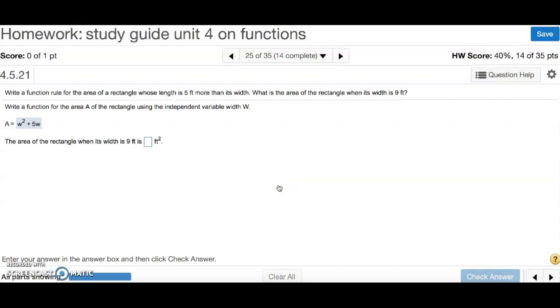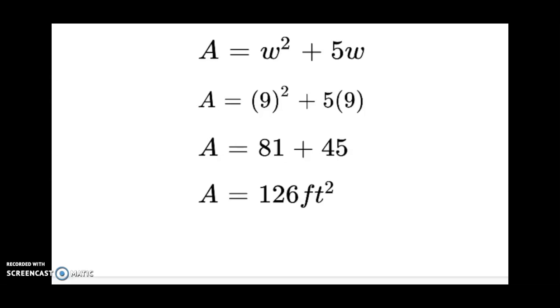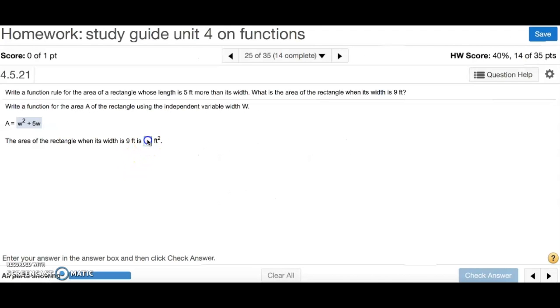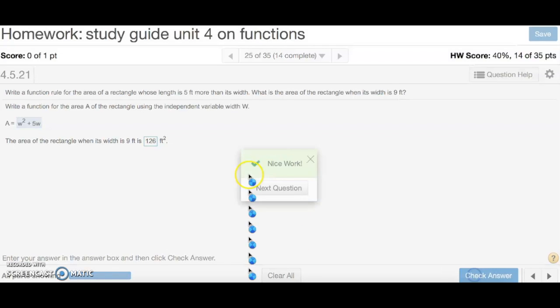Now we need to find the area when its width is 9 feet. So we basically have to substitute in 9 for W. So let's do that. Take out W, replace it with 9. 9 squared is 81. 5 times 9 is 45. Add 81 and 45 up, you get 126. So the area is 126 feet squared. So let's type that in. So typing it in, we have 126. And that's the answer for 25.